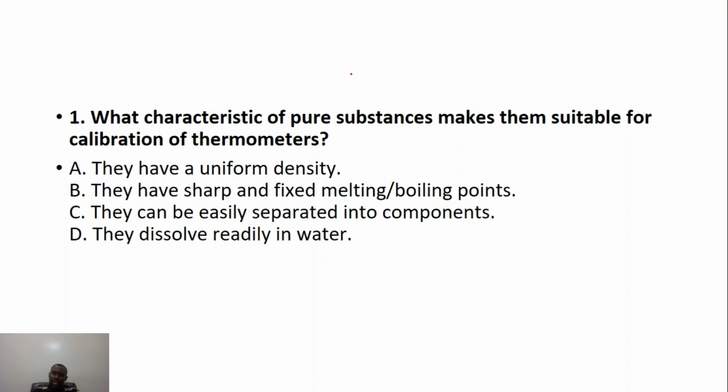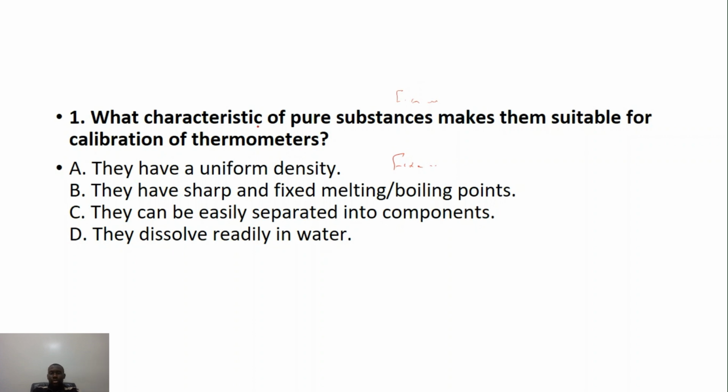We talk about pure substance as having a fixed boiling point, and if you remember, thermometer is usually used to check the temperature of the substance. So when the temperature of a substance is fixed, we can note at a particular time what the temperature is, unlike in the case of impure substances where the temperature is usually a range. So let's go through the options.